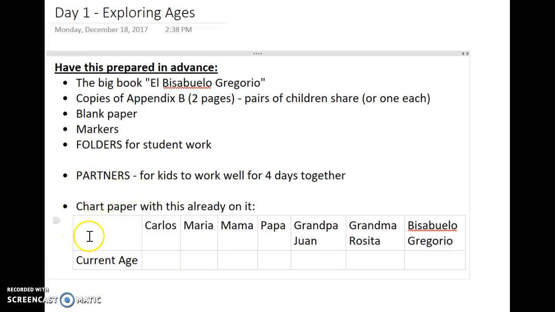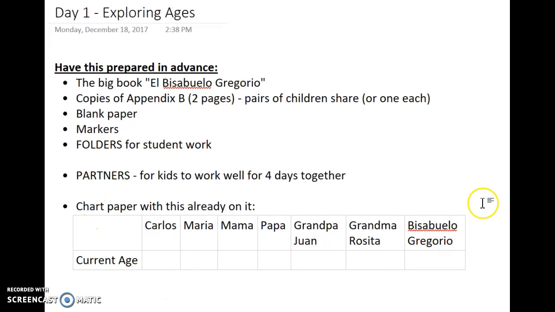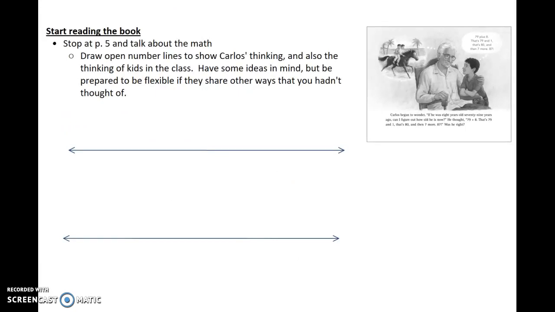And then the last thing you're going to need is some chart paper with this already written on it, the current age and then the names of all the people in the family. And that is all you need to get started for day one. So the lesson starts like this. You start reading the book. You read the first 5 pages, and then you stop to have a little side conversation about math.